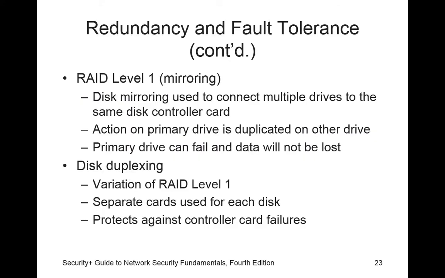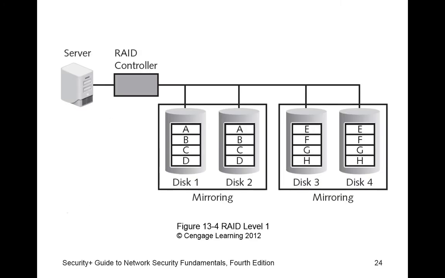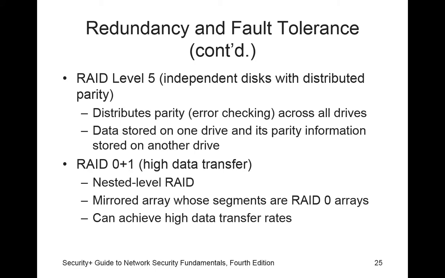RAID 1, mirroring. For every drive you have to have a secondary because it mirrors it. It's called disk duplexing. That can get costly, can it? Because you're doubling the amount of drives you have. RAID 5 is really the easiest one. You have at least 3 disks, and one of them has parity information stored on all the drives. But if you want to get even better, then you do a nested RAID where you actually have a 0 and a 1.